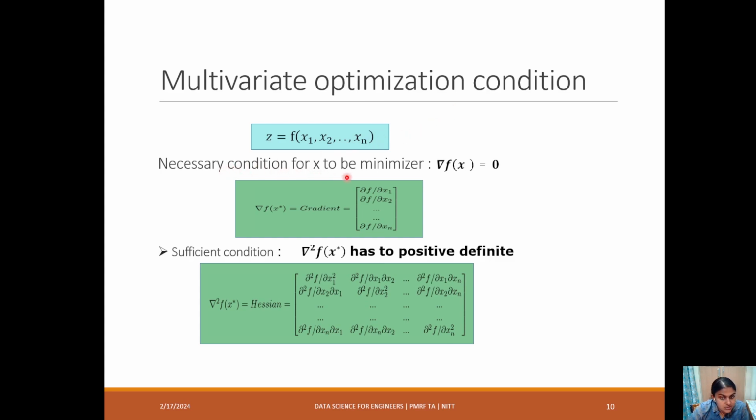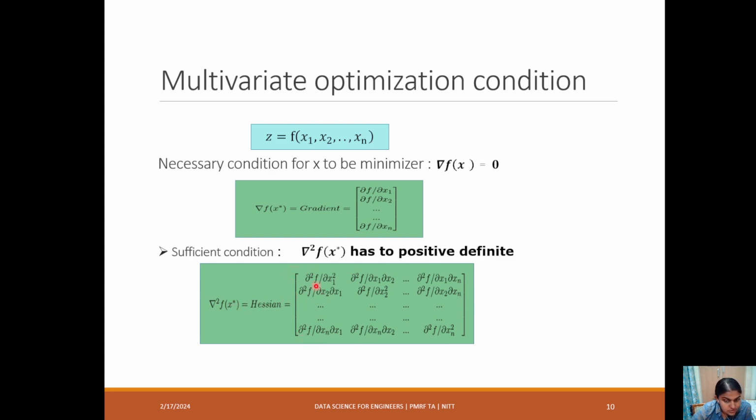Then the necessary condition for x to be the minimizer is this one: gradient of f of x, grad of f, should be equal to 0. If you do that, that means dou f by dou x1, dou f by dou x2, etc. up to dou f by dou xn should be equal to 0, and you will get the values. Then the sufficient condition is that del square f of x has to be positive definite. That is also known as the Hessian matrix.